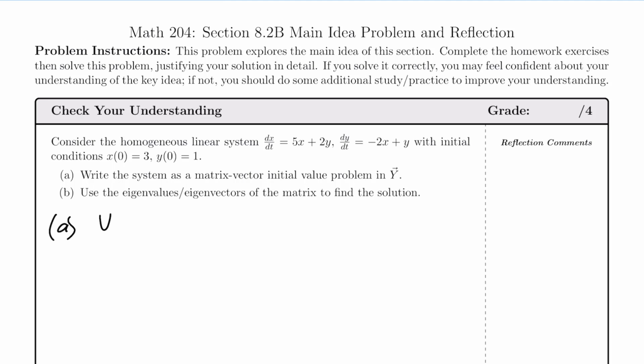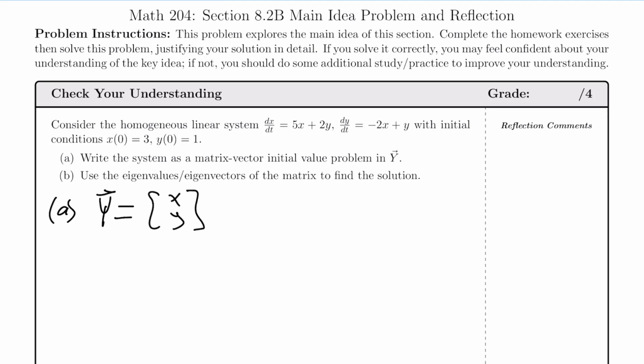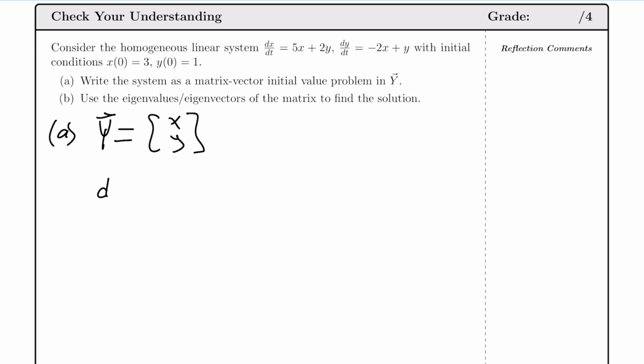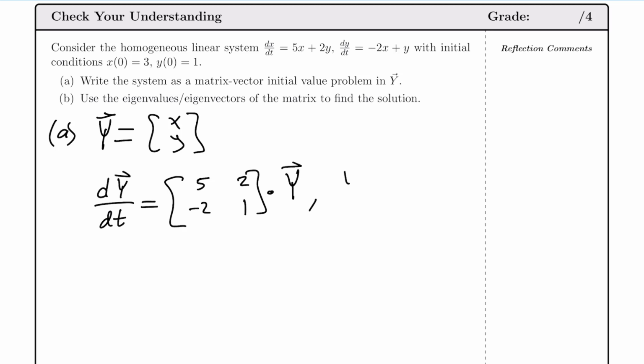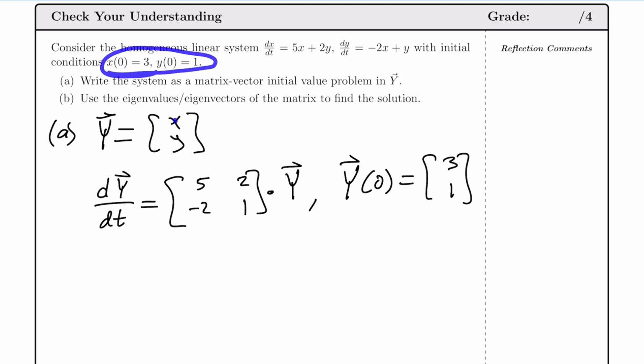Part A, if we let the vector y equal (x, y), then we can write this differential equation as the derivative of vector y equals the matrix [5, 2; -2, 1] multiplied by the vector y, and the initial condition, y of 0, is the vector (3, 1). So if x and y are here and here, then that's the 3, 1 initial condition.